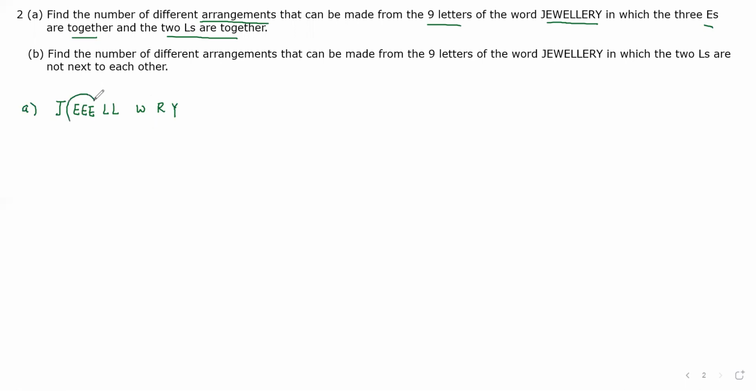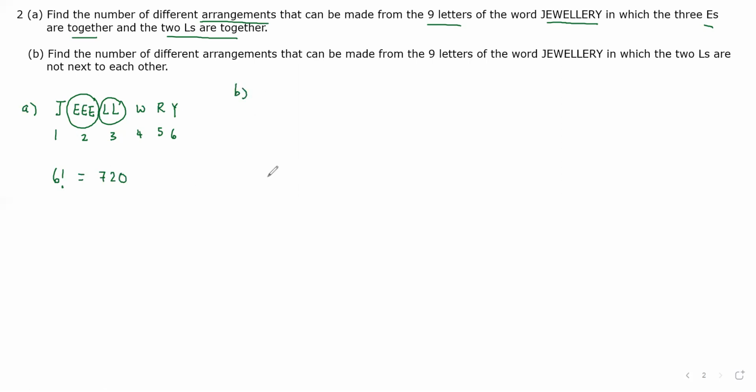But if you want the 3 E's to be together, you hold this as one letter, one object. The 2 L's are together. So these 2 L's are held as the same object. So we have 1, 2, 3, 4, 5, and 6 objects here that we need to permute. Then the number of arrangements is 6 factorial, since the E's are together and you cannot distinguish one E from another. 6 factorial is 720.